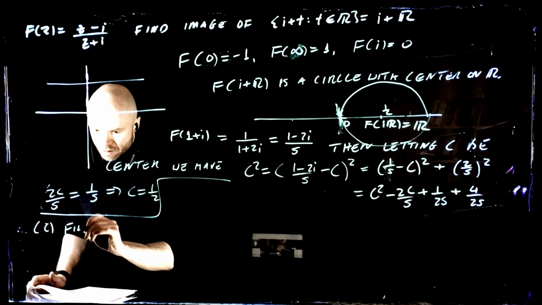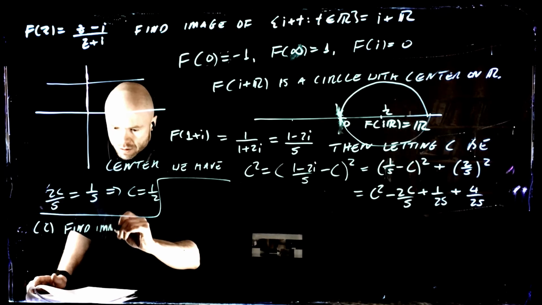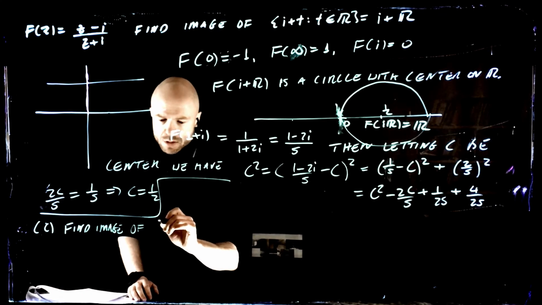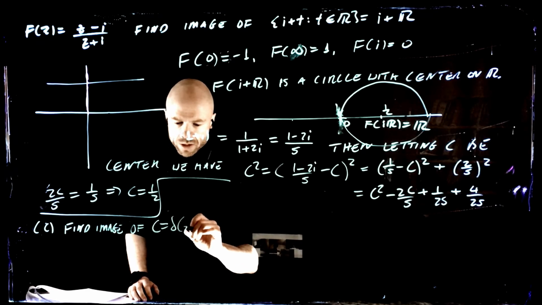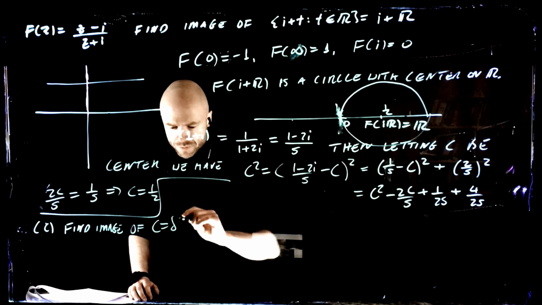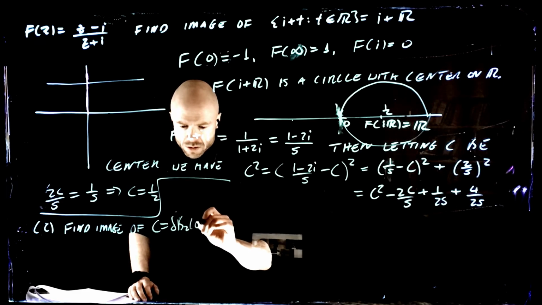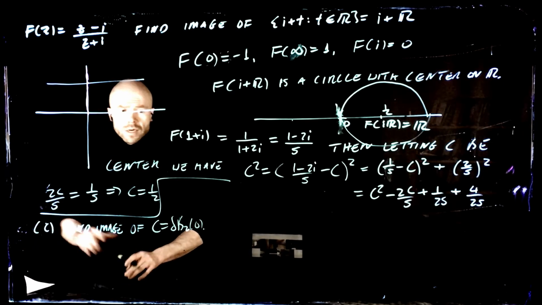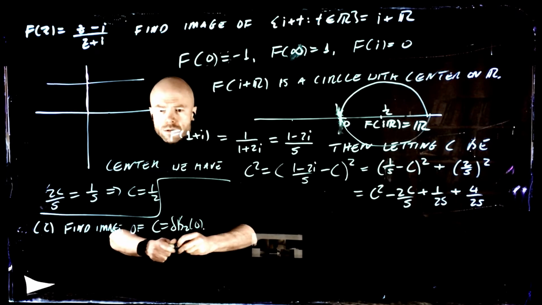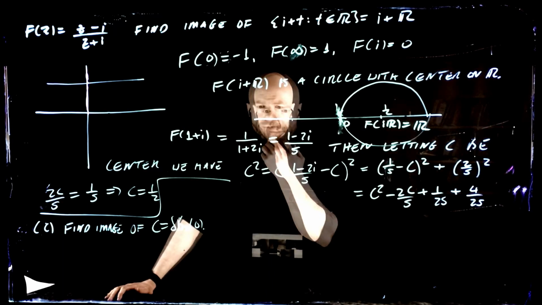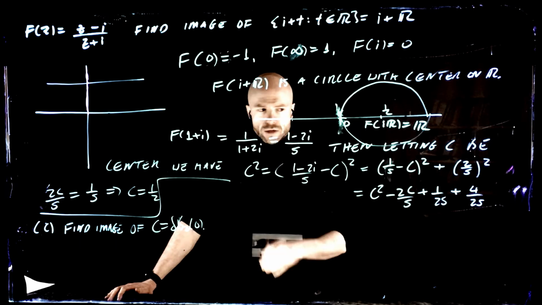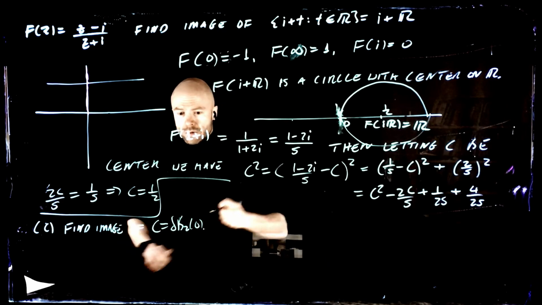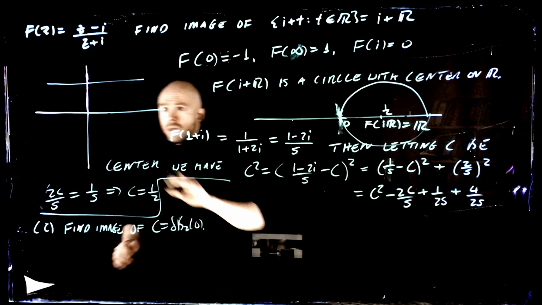Find the image of the circle of radius 2 around 0. All right. Circle of radius 2 around 0. Is it going to be a line or a circle? Come on. Line or circle? It's a circle again, right? It doesn't go through I, right? It's got to be a circle. Let's draw it.